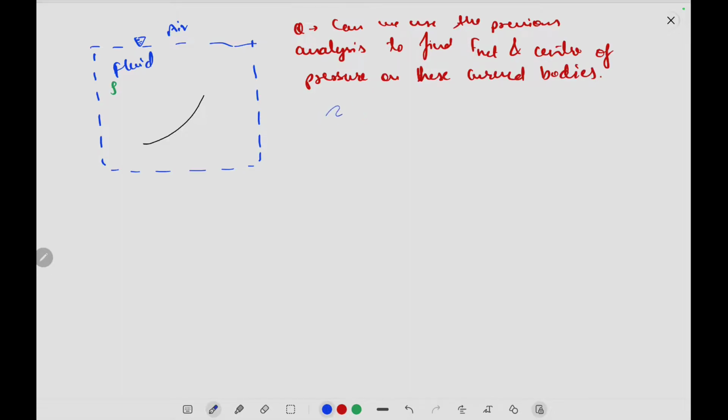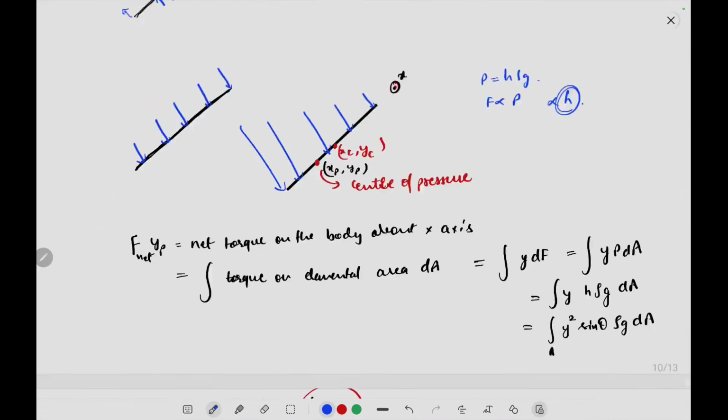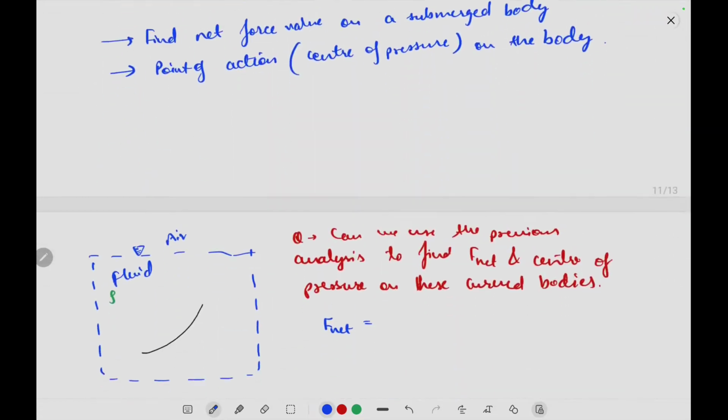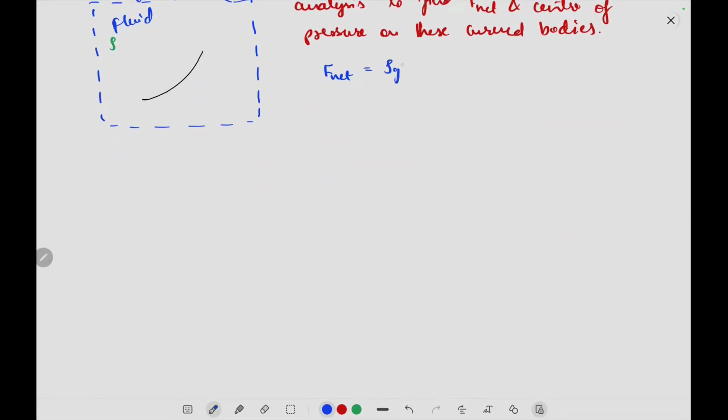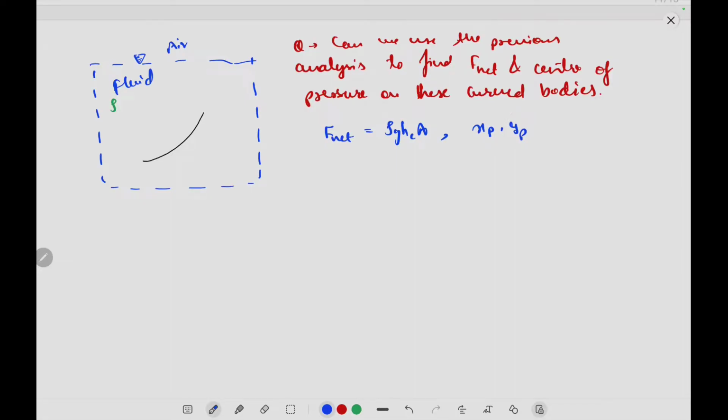So can I just say that this F net would be equal to this value, rho g h_c times A, and xp and yp are the coordinates for the center of pressure? Can I say that? The answer is no, we cannot. And why is that so?